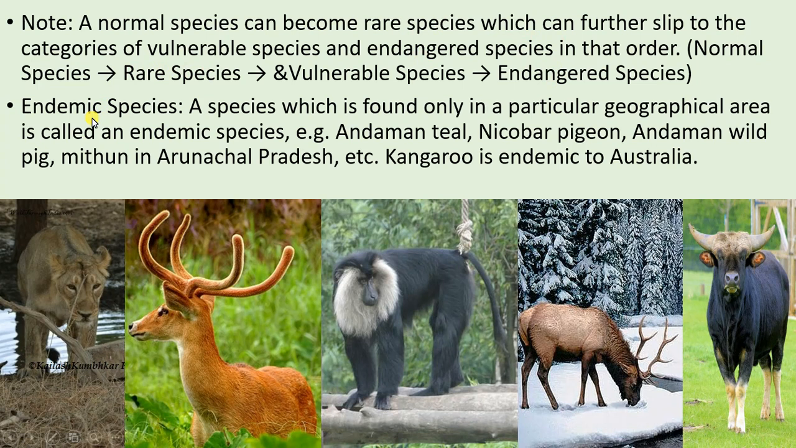Now, endemic species. A species which is found only in a particular geographical area is called an endemic species. Examples: Andaman teal, Nicobar pigeon, Andaman wild pig, Mithun in Arunachal Pradesh. The kangaroo is endemic to Australia. So these different species are found locally in particular geographical regions, and according to that only we categorize them as endemic species.